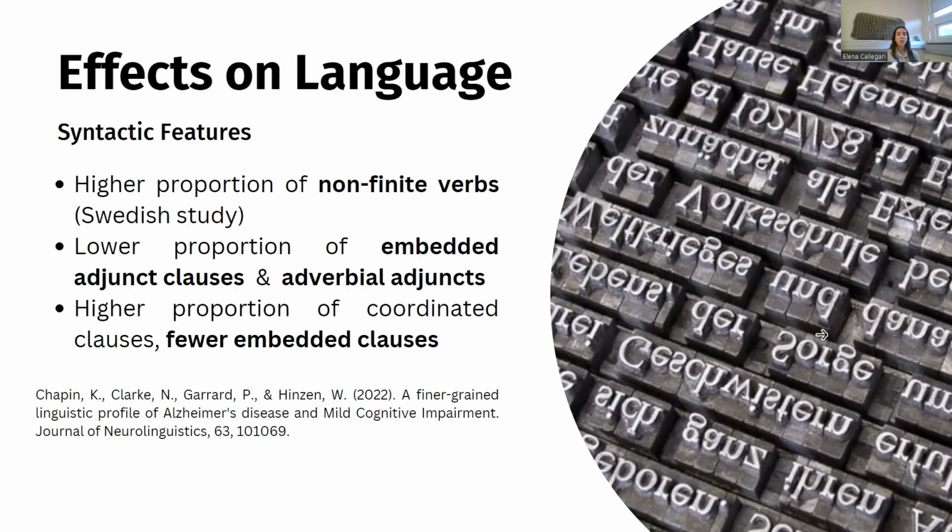Another study found that there is a lower proportion of embedded adjunct clauses and adverbial adjuncts. Adverbial adjuncts are phrases like "thoughtfully, I decided to visit my grandma," or "regretfully, I could not attend the meeting." So it's an adverbial element that further specifies some of the qualities of the event that is described by the sentence. And then an embedded adjunct clause is an embedded clause like "while I was away, thieves broke into my place."